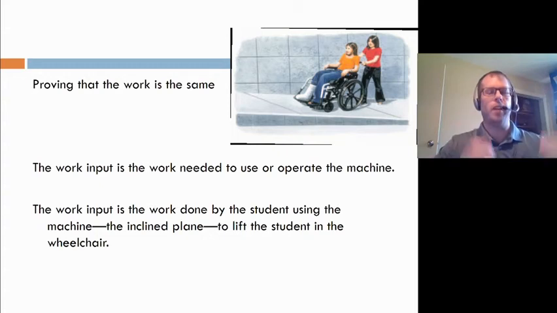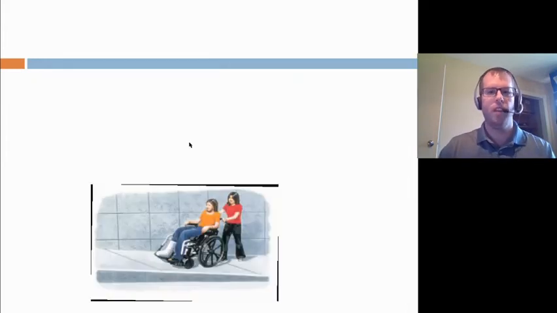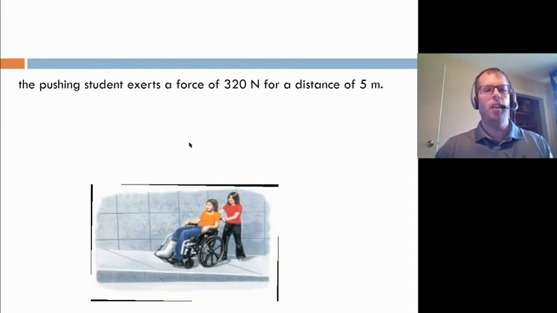So to put this in perspective, we're going to look at a scenario here. We're going to prove that work is the same whether you use a machine or whether you do this job without a machine. So we're going to take a look in the context of an inclined plane. We're going to talk about how much work is done by pushing this student in the wheelchair up the inclined plane, or if we were to just lift the student up directly the distance that they gained in height from using the inclined plane.